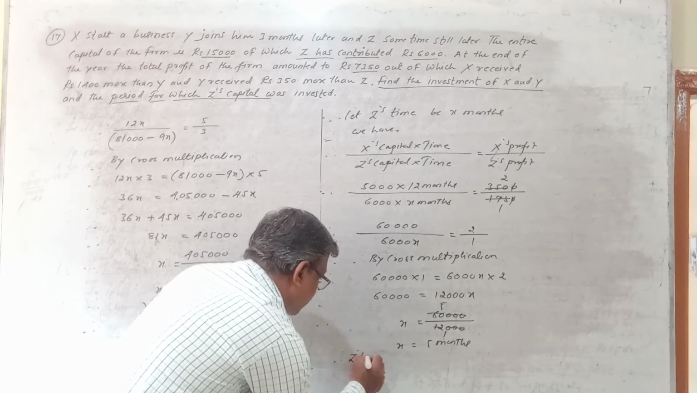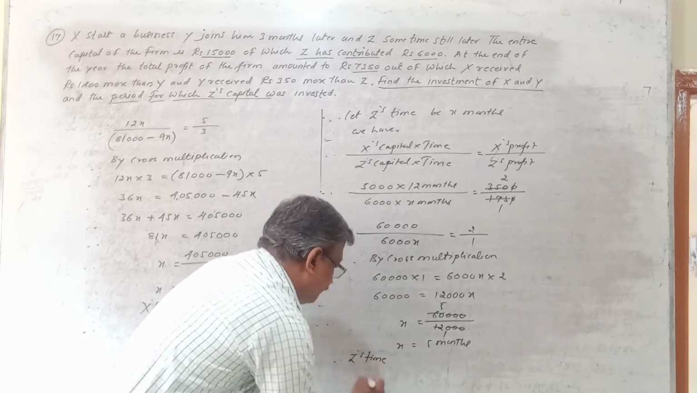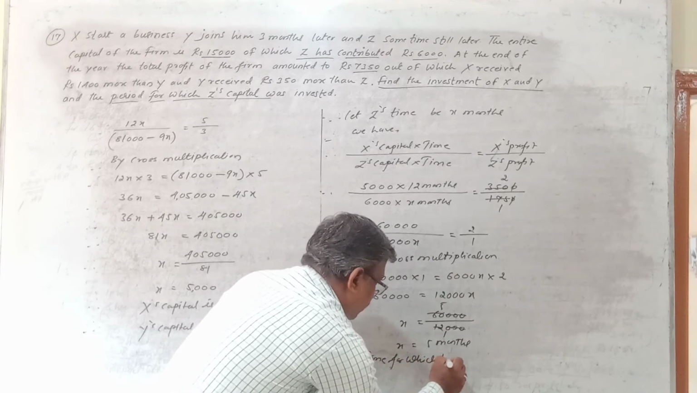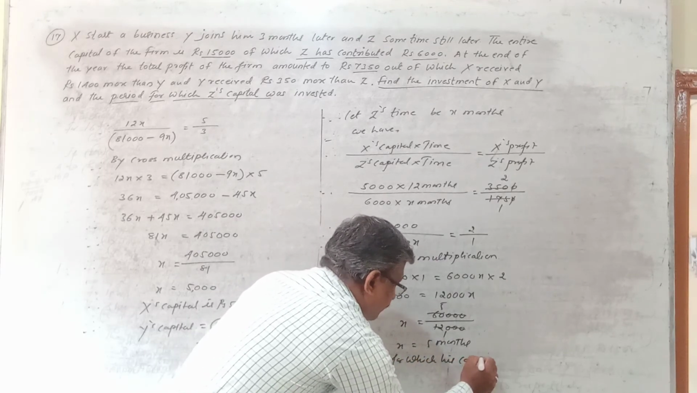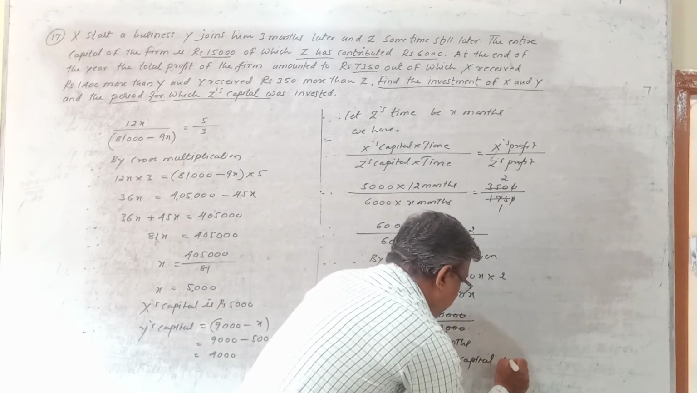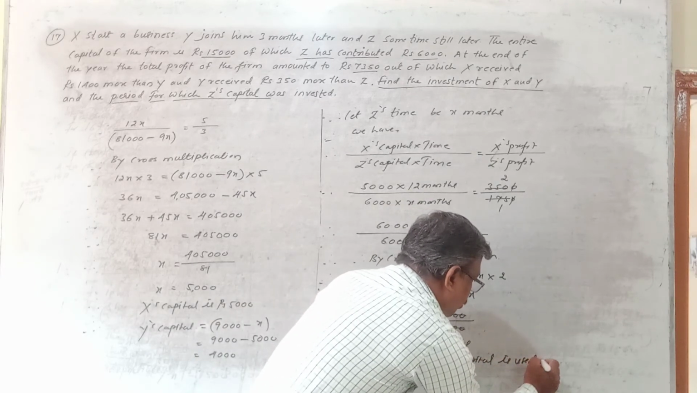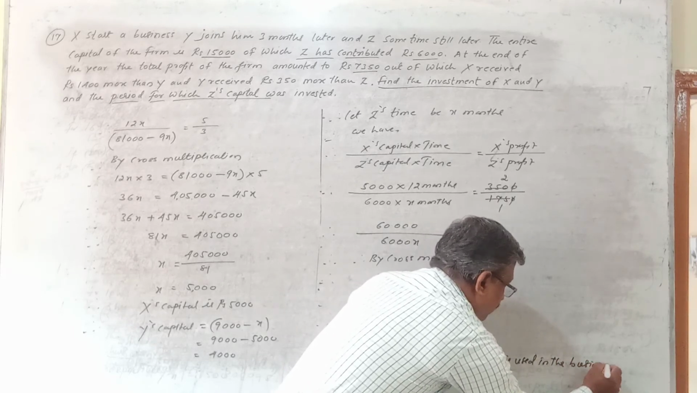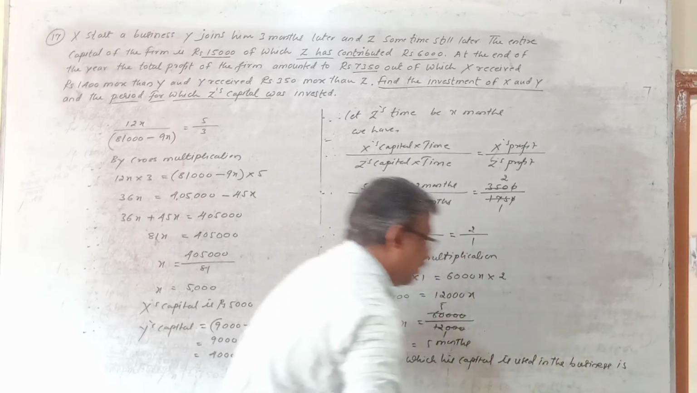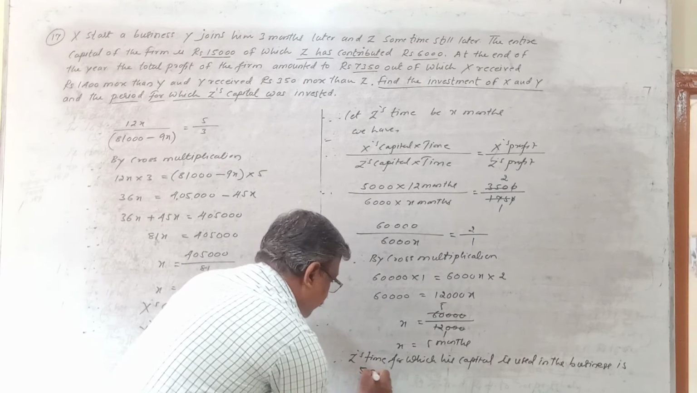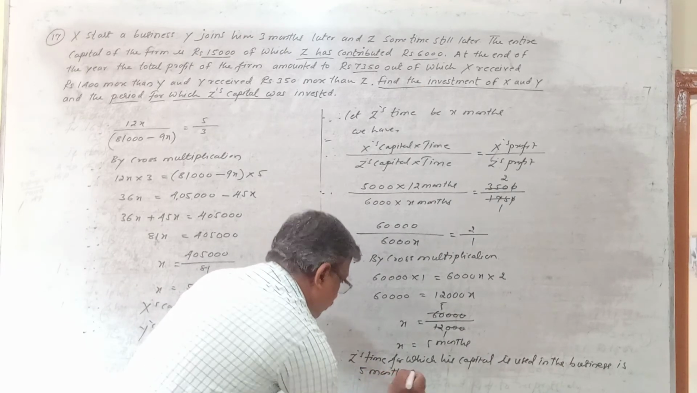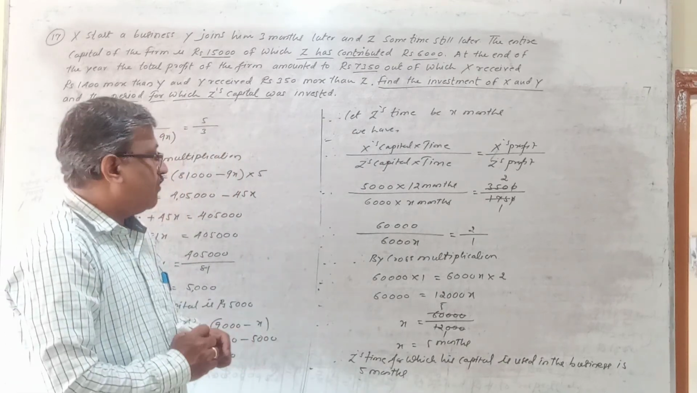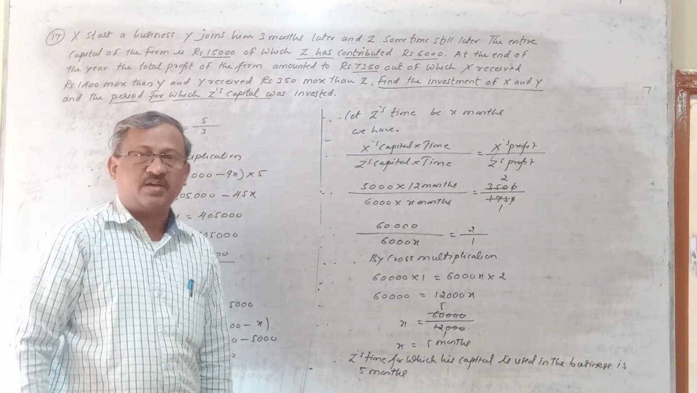So here you can write: therefore, Z's time for which his capital is used in the business is 5 months. Yeah. So like this, this question they have asked in the exam for the case study.